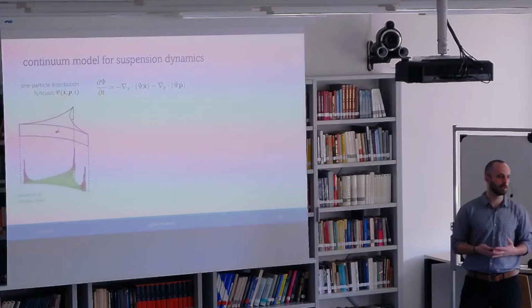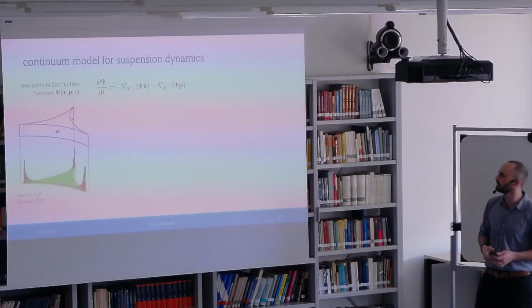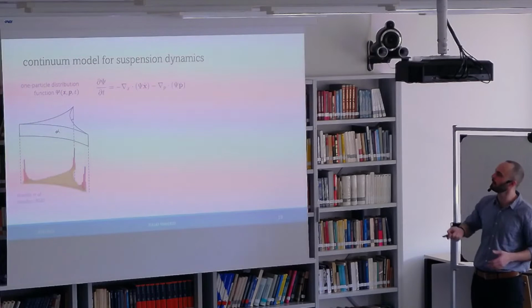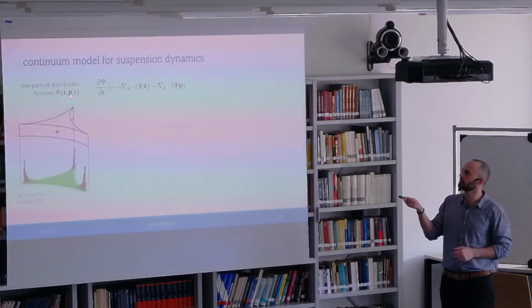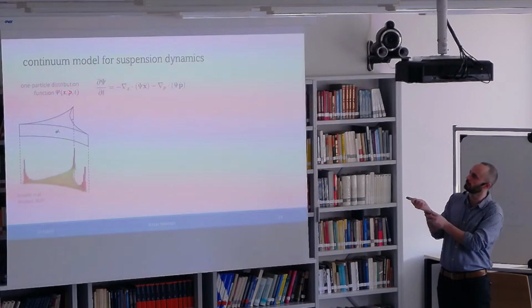We could use a particle-based approach that's very computationally expensive, or we could use, like we do, a continuum approach that is approximated and works well with far-field interactions only, so in dilute suspension. And we have a density psi, which is the one particle distribution function that tells you how likely it is that a particle is at point x oriented along direction p at time t, and follows this, it's just a conservation equation, where these two fluxes are determined by how the particle moves.